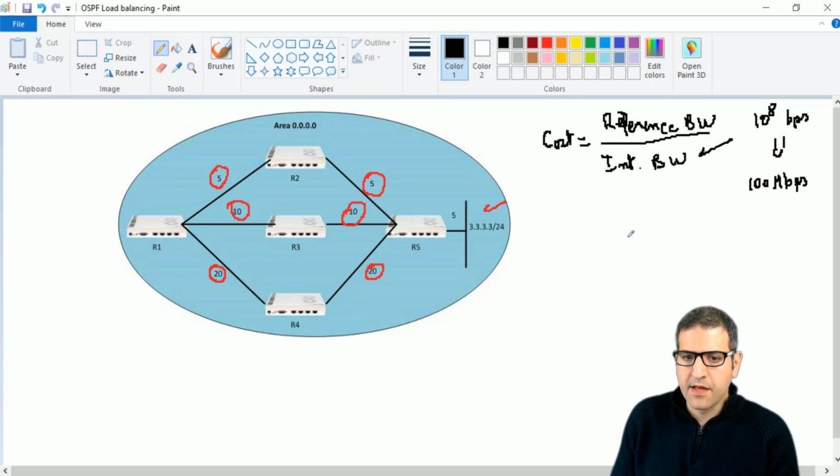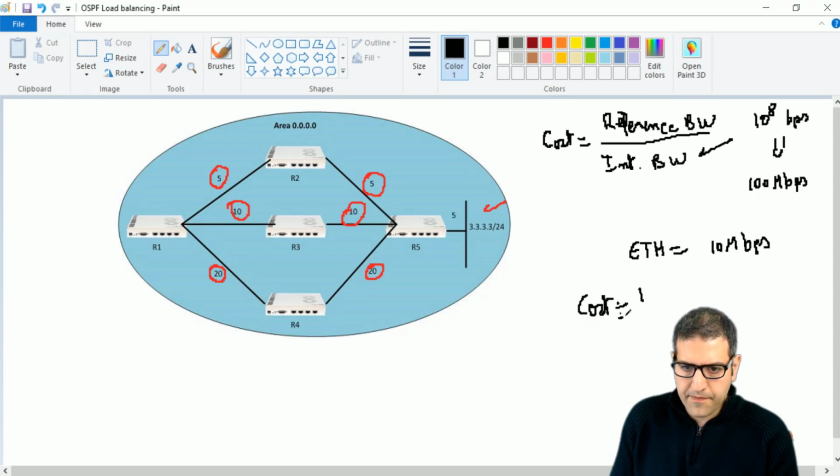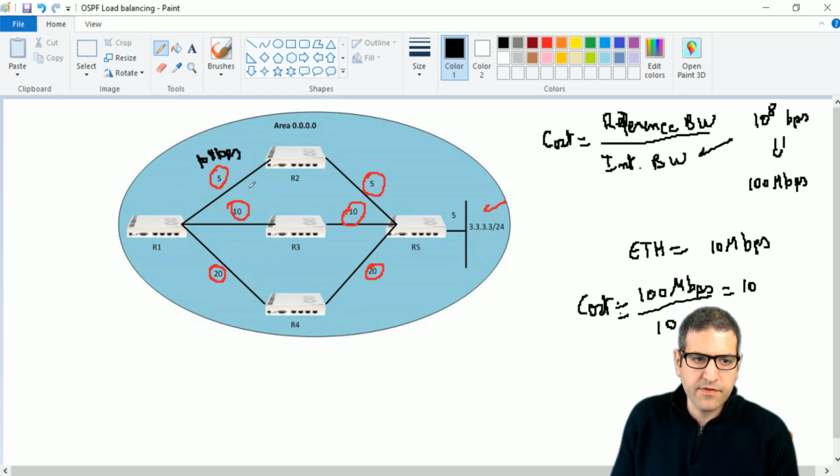So for example, if you have an interface bandwidth of 10 megabits, let's say an Ethernet interface has 10 megabits, then the cost will be 100 megabits per second, that's the reference bandwidth, over 10, so in this case it is 10. So imagine we have 10 megabits on this link, on both interfaces over here, then the cost will be 100 over 10, that will be 10.